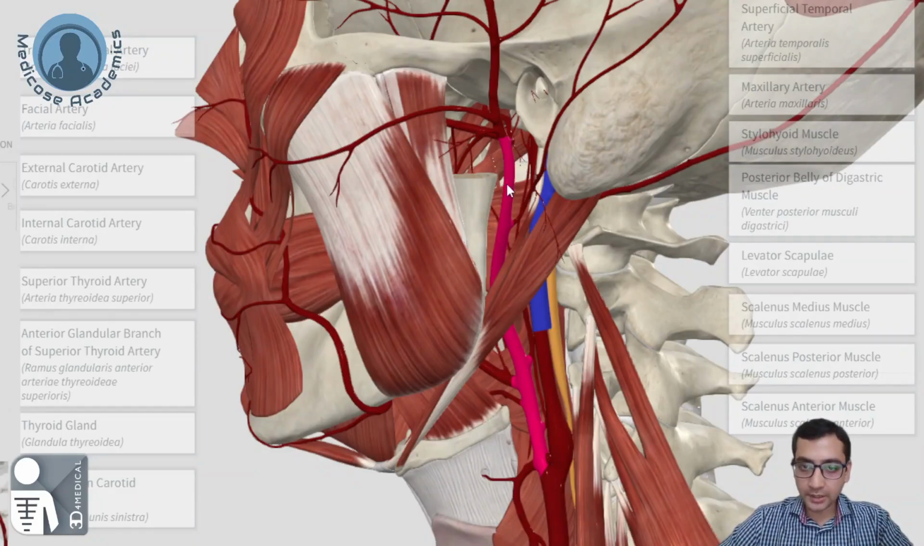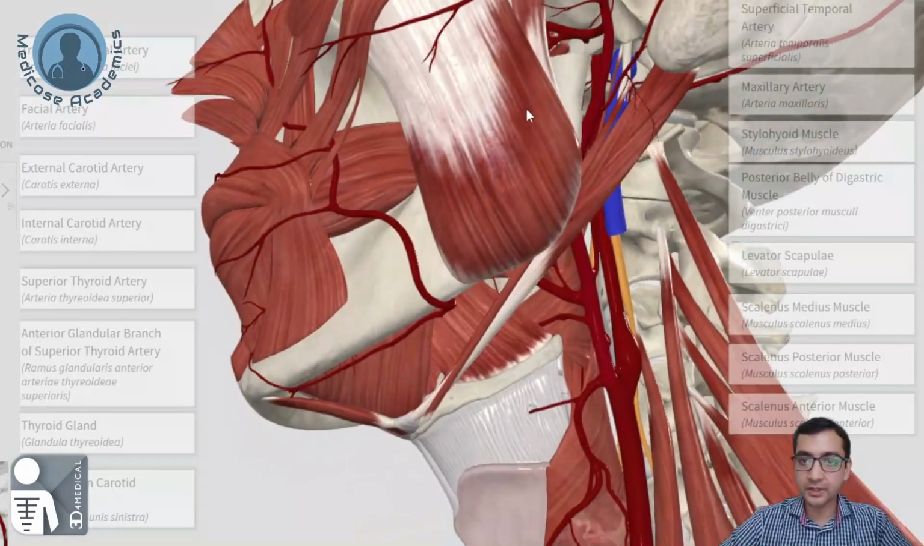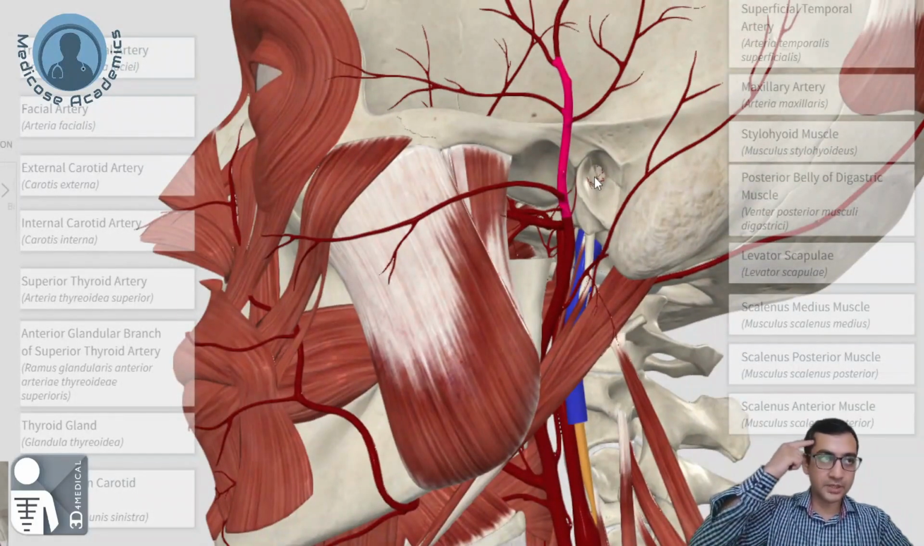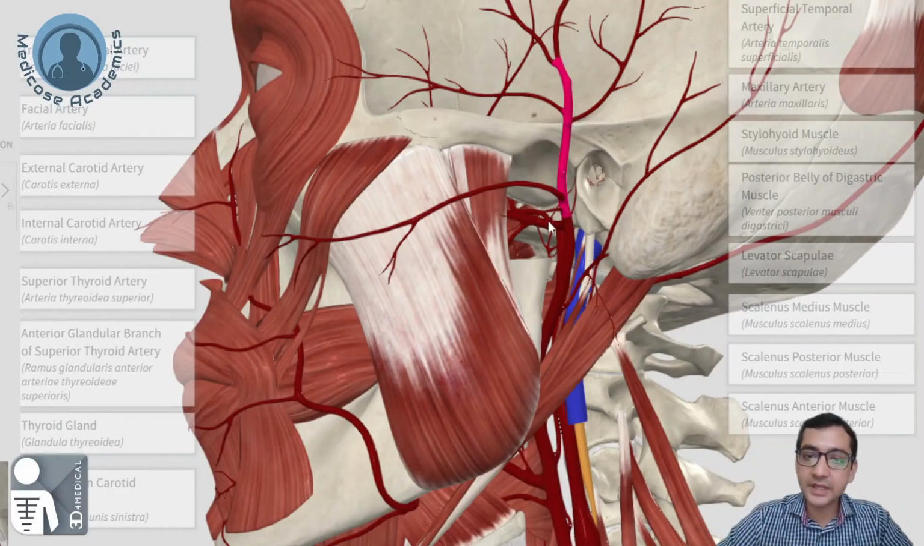It passes through the parotid gland, not shown in the picture here, and it moves up just below the condylar process, just below the head of the mandible. It divides into two main branches. You may see a lot of things, but if you are able to ignore them and see the two things, this is the superficial temporal artery that will go and supply this temporal area of your scalp. And this is the maxillary artery.